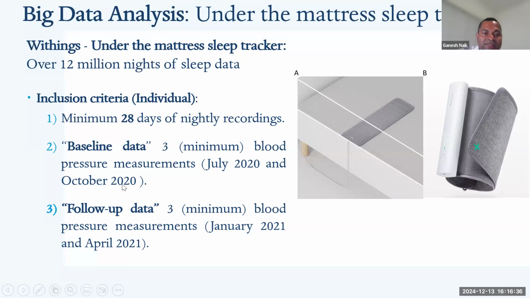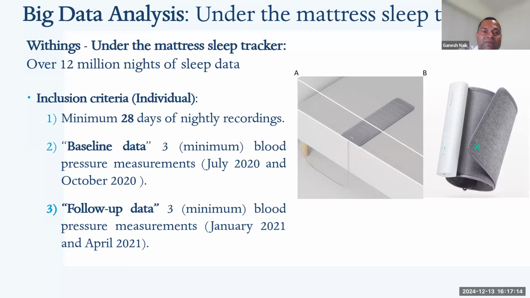And then we used some kind of criteria, because that was a very big data set. So we used several criteria before using those data. The first criterion was, we did not want to do any analysis with a single night sleep study or something. So that means a minimum of 28 days of recordings for each participant. If you are considering a single person's data, then that person should have at least 28 days of data.